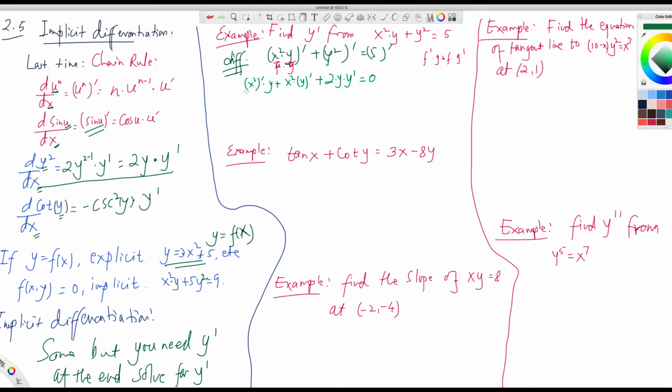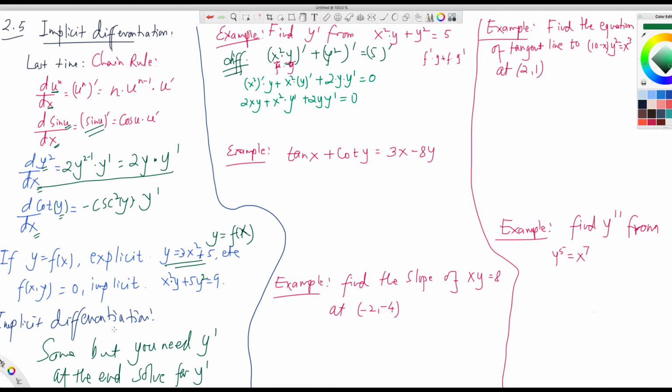So what do you get here? What is the derivative of x squared? 2x times y plus x squared times y prime, because (y)' is the same as y prime, plus 2y y prime equals 0. So basically this is an implicit equation, because x and y are mixed together, meaning the equation is not solved for y.